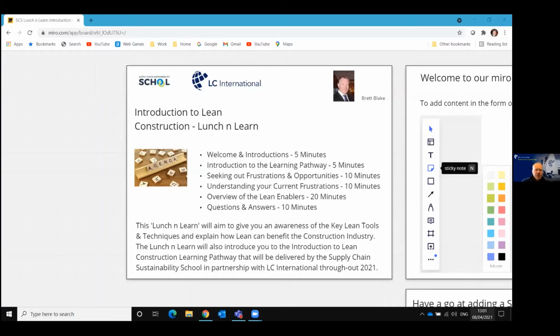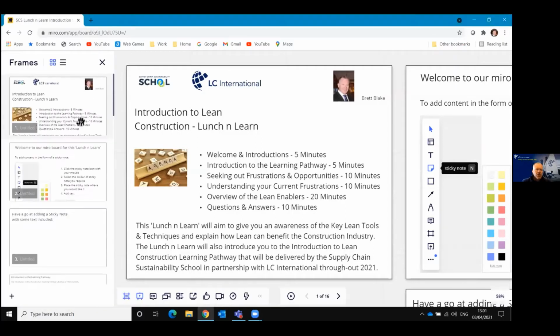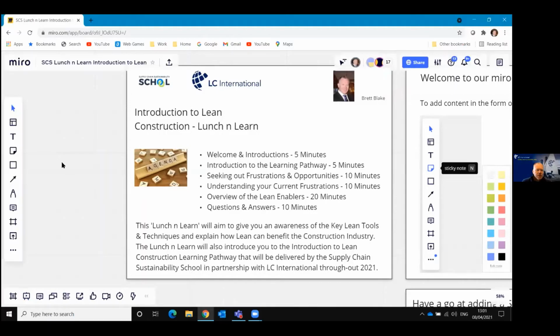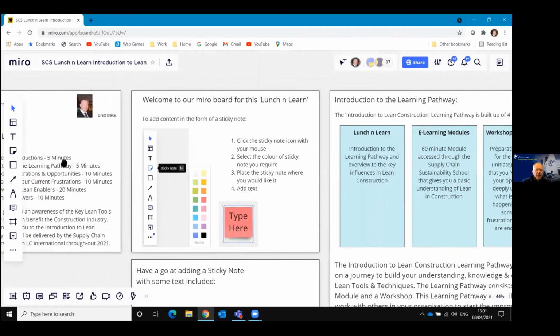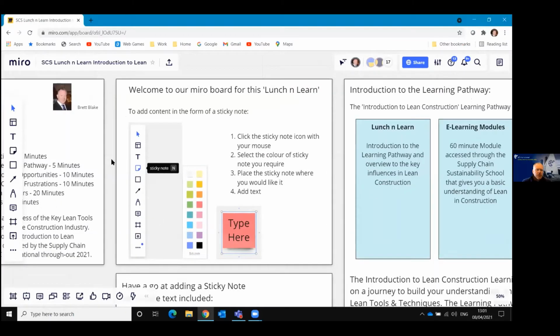Now this session is using a Miro board, and within this Miro board we have the opportunity for you to have a go at adding some thoughts and comments. To do this you can use the drop down menu towards the left hand side. For those of you that have access to the Miro board, I've also put a link to the Miro board in the Zoom chat that you can use, please feel free to access that.